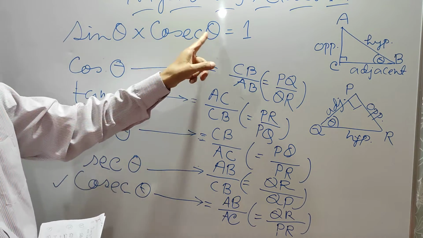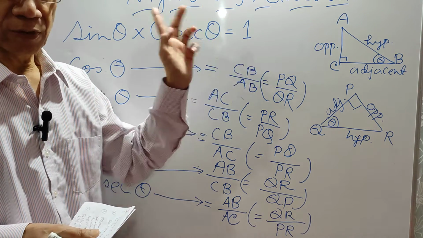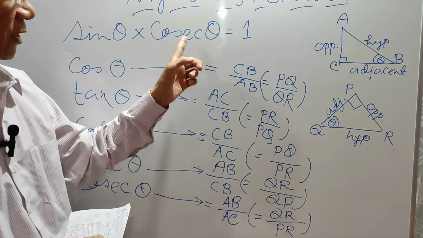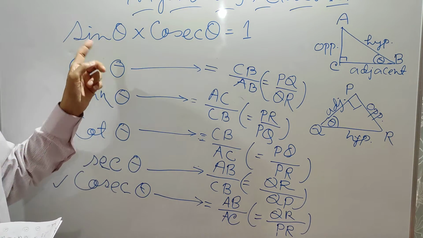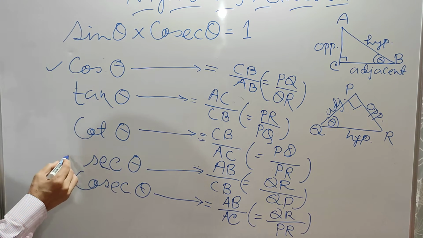So these two are reciprocal of each other. So sine theta times cosec theta is 1. So from here you can derive sine theta is 1 by cosec theta and cosec theta is 1 by sine theta. Okay. Now coming to this and this, cos and sec.